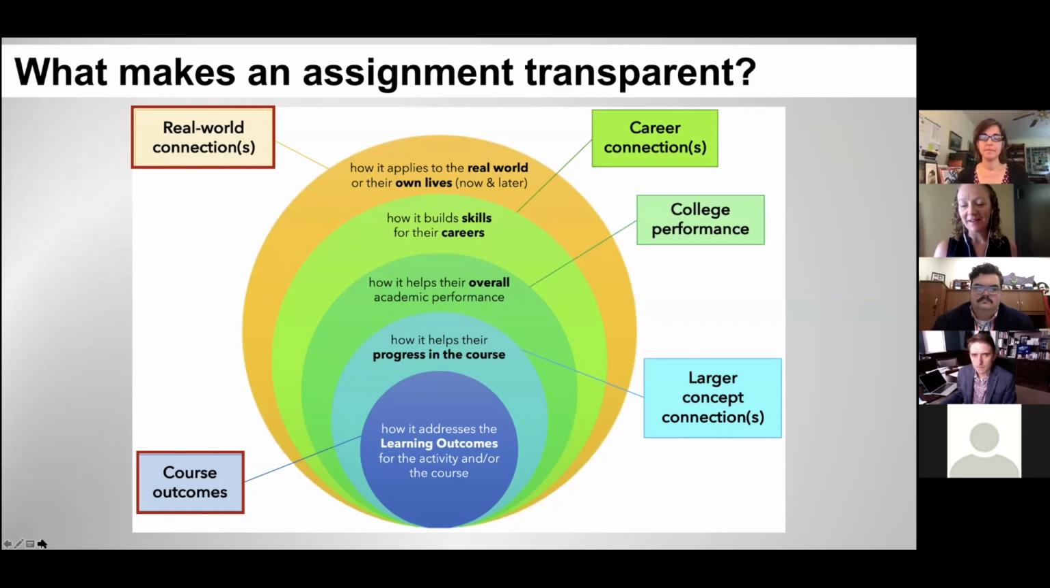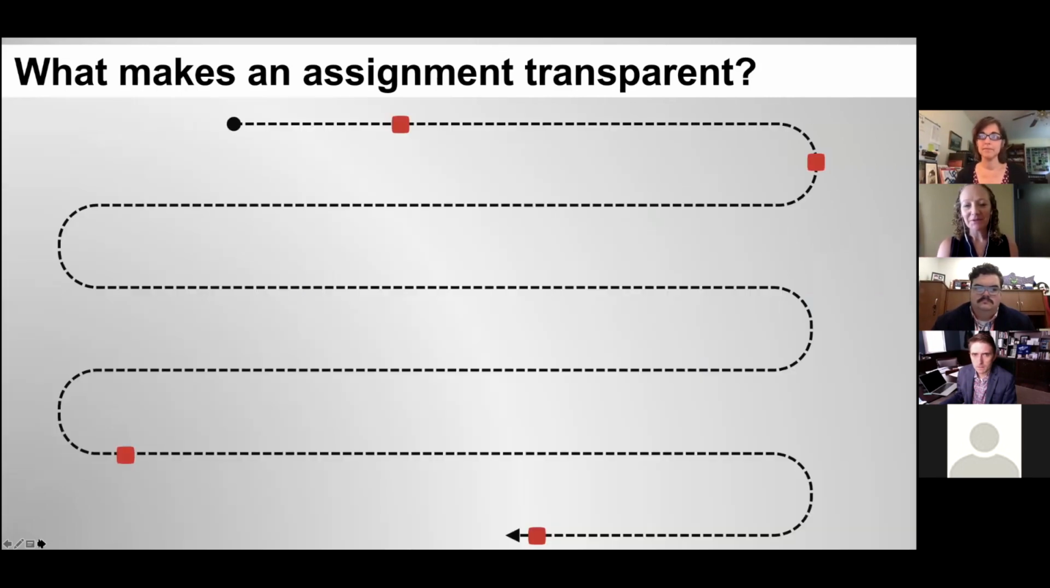And so how it relates to their own lives or their place as global citizens is also something to consider including. I think we always have a purpose, but we don't necessarily communicate that with the assignment to the students. So when we look at what makes an assignment transparent, purpose is absolutely that first criteria.